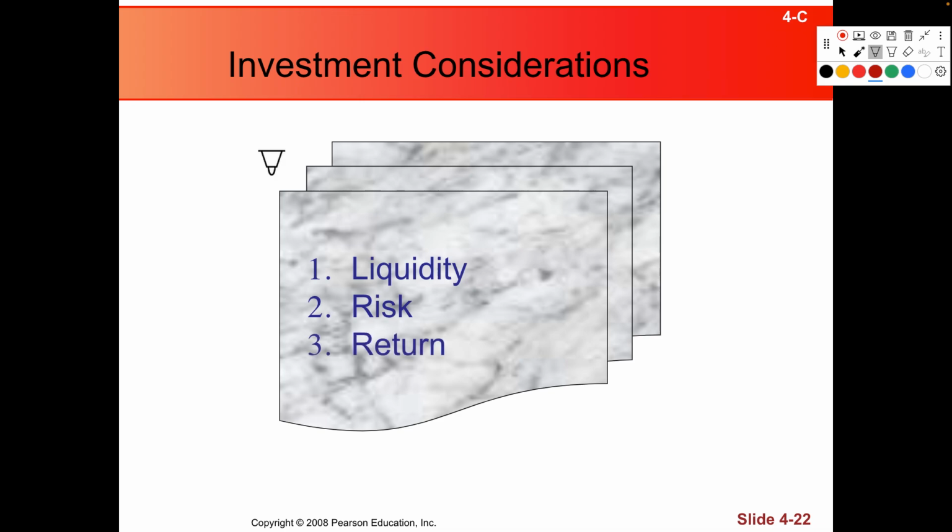And then finally, return. Generally, the higher the risk, the better the return, but not always. Sometimes you could take something that's very risky and you're almost guaranteed to lose your money, like some of these Ponzi schemes. They were very risky investments for people because they were investing in someone they thought they could trust, but that person was just taking their money and spending it, not investing it for them. So return. Those are the three aspects we want to take into consideration.